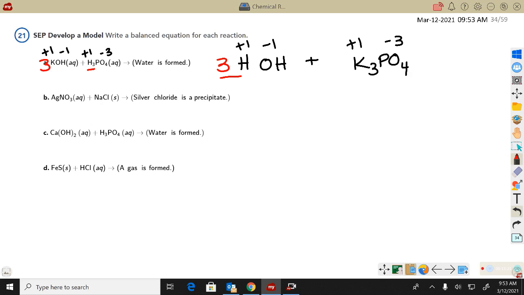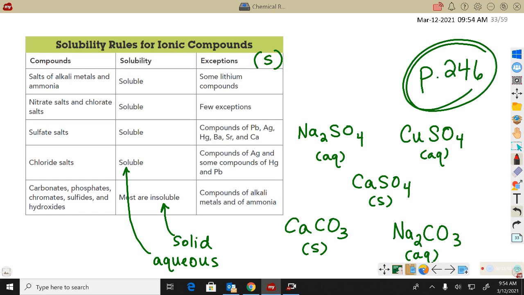And then finally they're telling me water is formed, and HOH is also known as water. And unless I'm told otherwise, water is a liquid. Now, if one of your products is a solid, liquid, or gas, the other product will be some kind of an ionic solution. And so you could assume then that your potassium phosphate is your ionic solution. Or if you were ever just not sure, check out this chart on page 246.